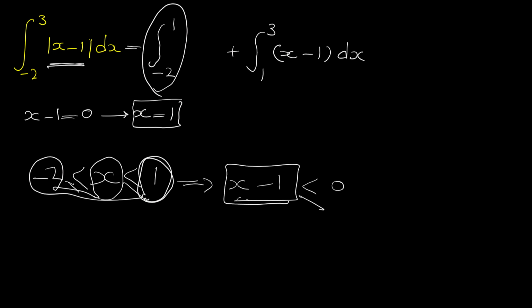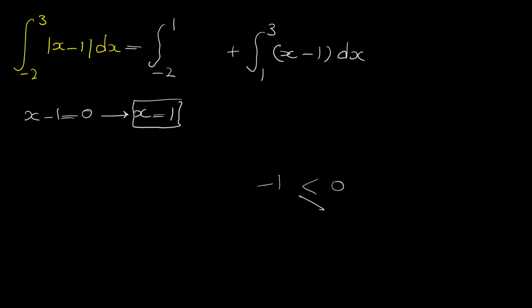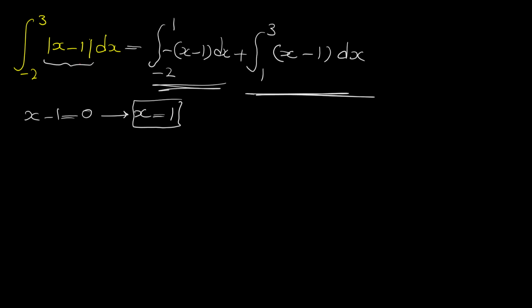When an expression is negative, what is the role of the absolute value? The role of the absolute value is to make it positive. How does the absolute value make a negative expression positive? By multiplying the expression by a negative. So, in this region, the absolute value of x minus 1 is equal to negative of x minus 1. And don't forget to write dx. Now, if you look at these two integrals, in both of them, we don't have any absolute value anymore, and now we can calculate these integrals easily.